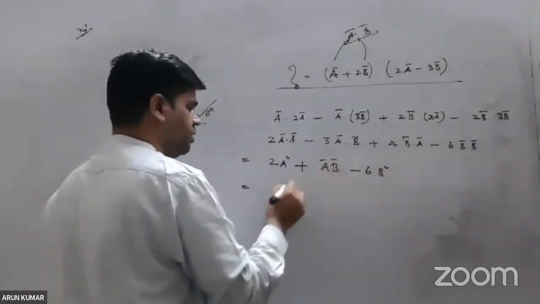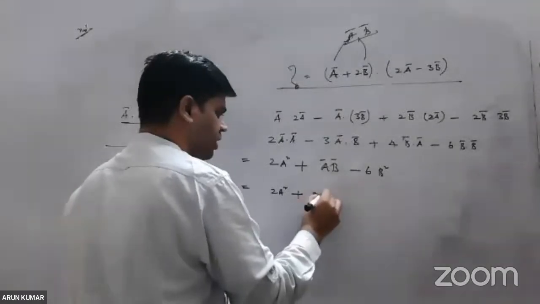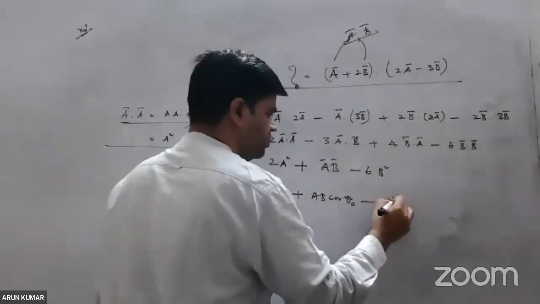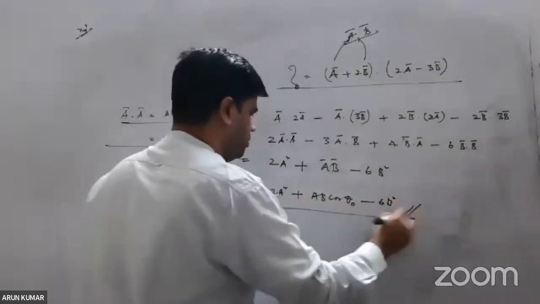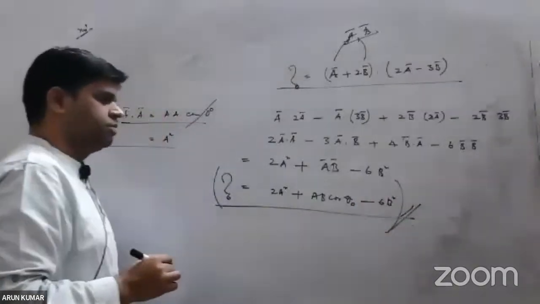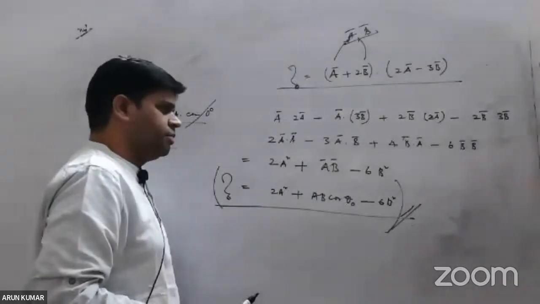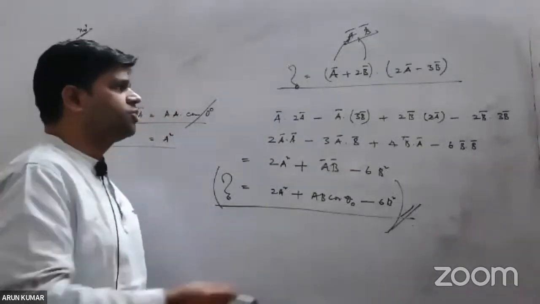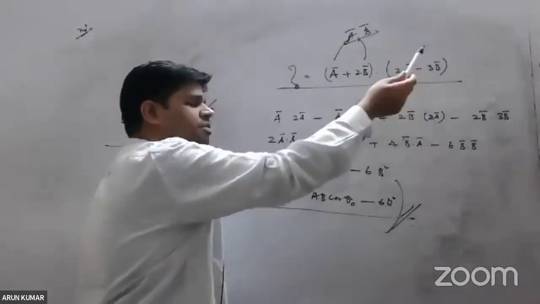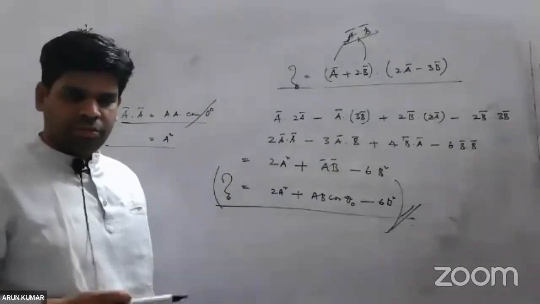So this is A dot B. So 2A square plus AB cos theta minus 6B square is the dot product of these two vectors. All right, everything in terms of magnitude and angle between them. This could be anything. I just chose some random two vectors, A plus 2B bar and 2A minus 3B bar.